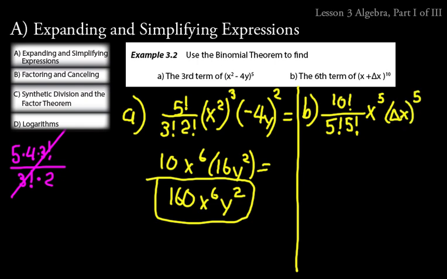Do the math on 10 factorial over 5 factorial times 5 factorial. I'm not going to go through that again here. You should be able to figure that out on your calculator or however you want to do that and get 252 for that. And then x to the 5th, and then we'll leave that in parentheses, that delta x to the 5th power. And that's it.